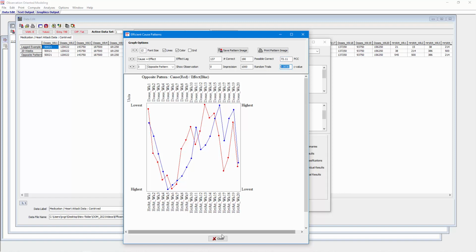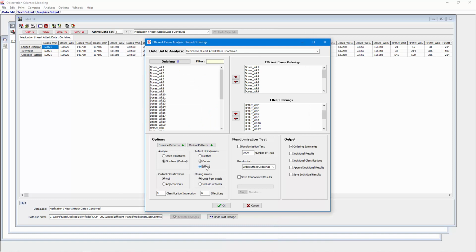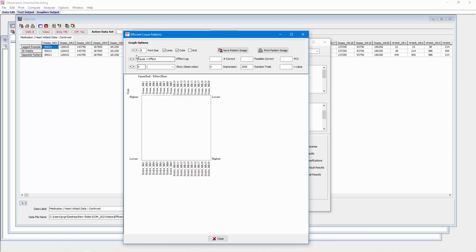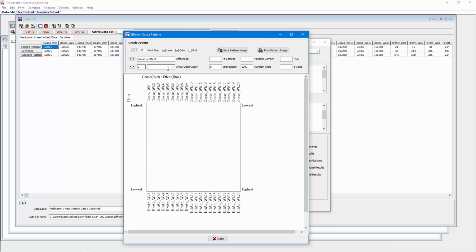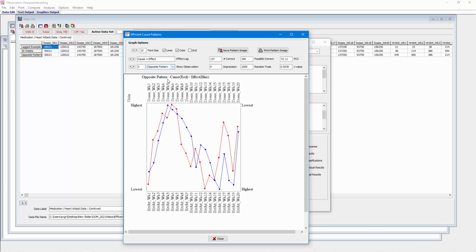Now let's go back and reflect the effect and see what happens. Again, magnify it a little, and let's look at that opposite pattern. Notice the cause is now lowest to highest this way, whereas the effect is lowest to highest going this way. So I've reflected the effect. Again, we see that the lines match up nicely with the exact same PCC as we'd expect, 72.11%, and a nice low chance value at 0.003.